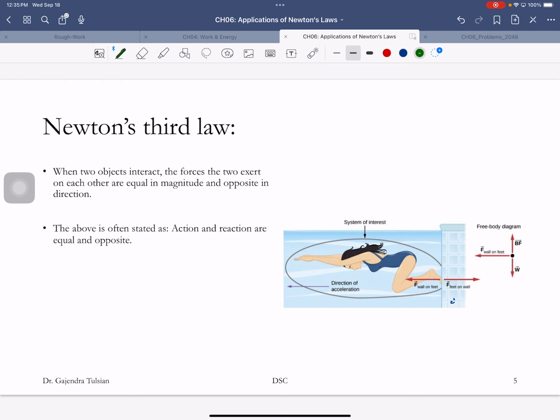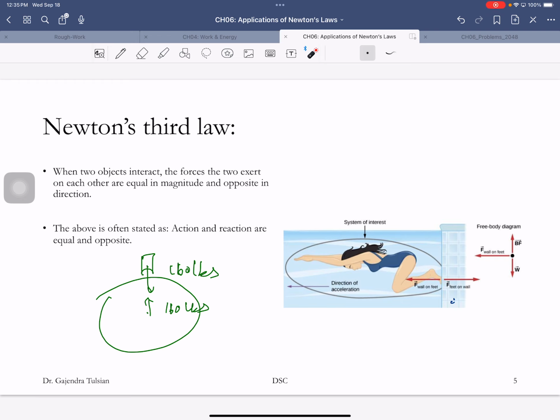And you saw that. So here's another example of that. Earth pulls me down with a force of 160 pounds, and I pull Earth back with an equal and opposite force. And so on. So for every interaction there are 2 forces involved, an action and a reaction.